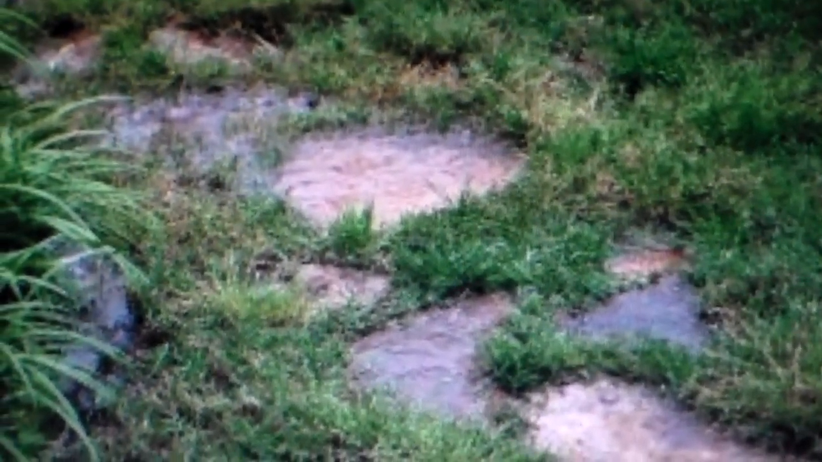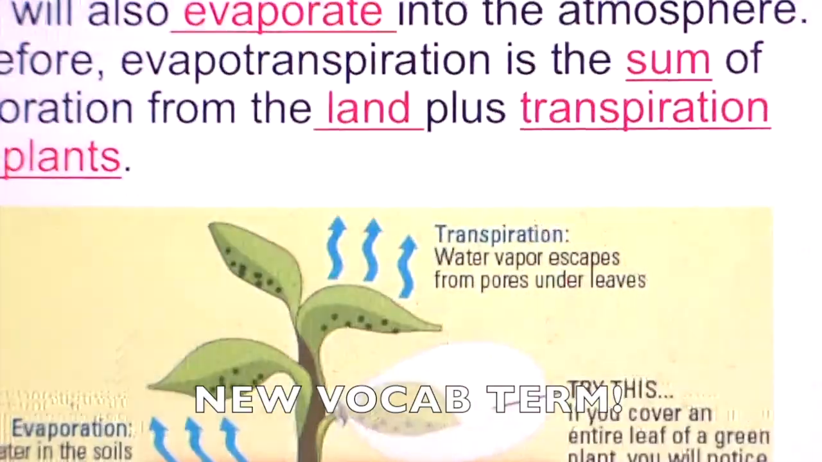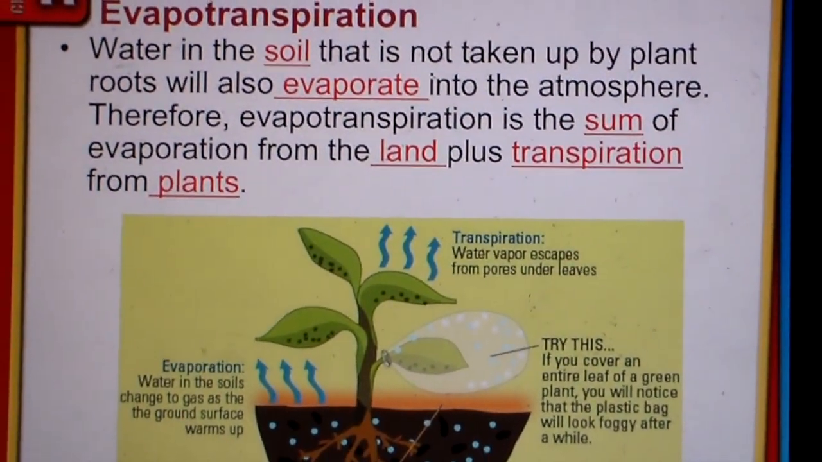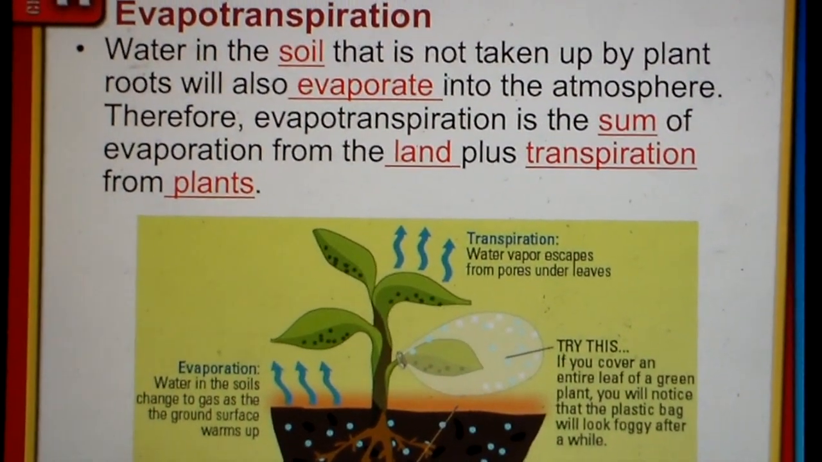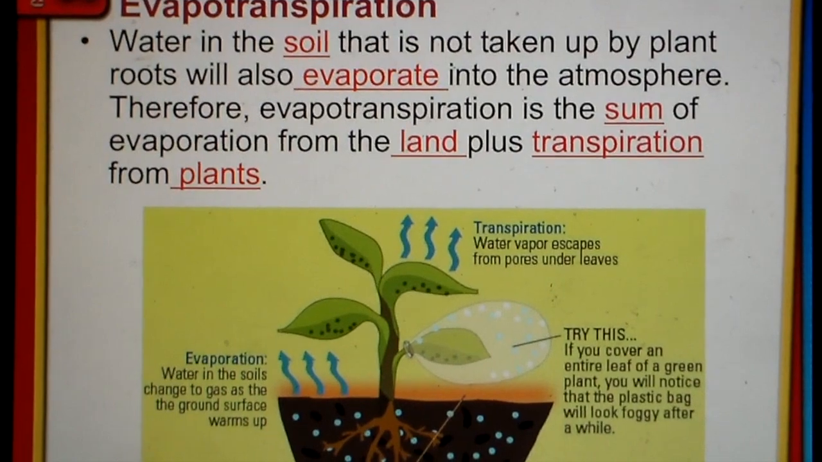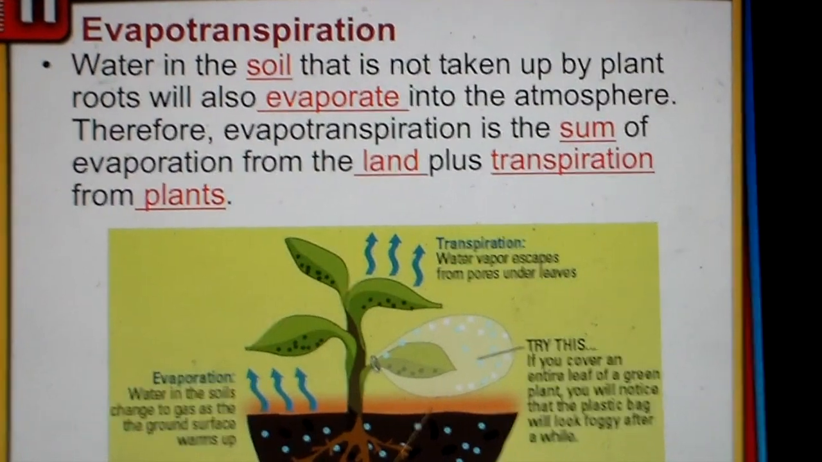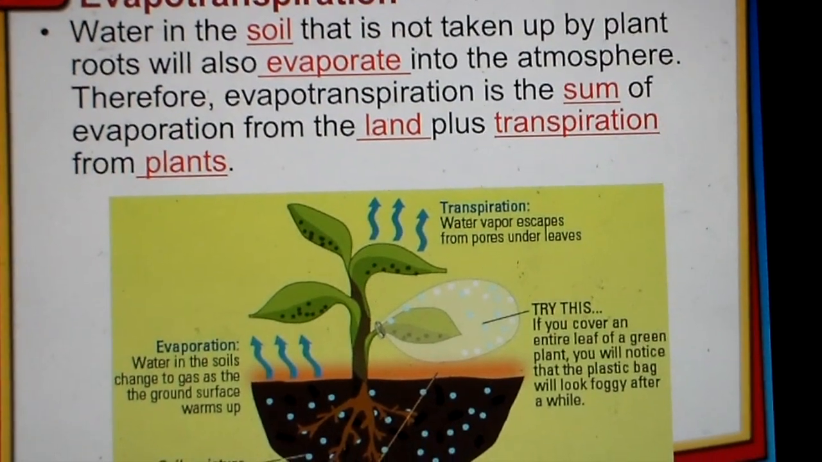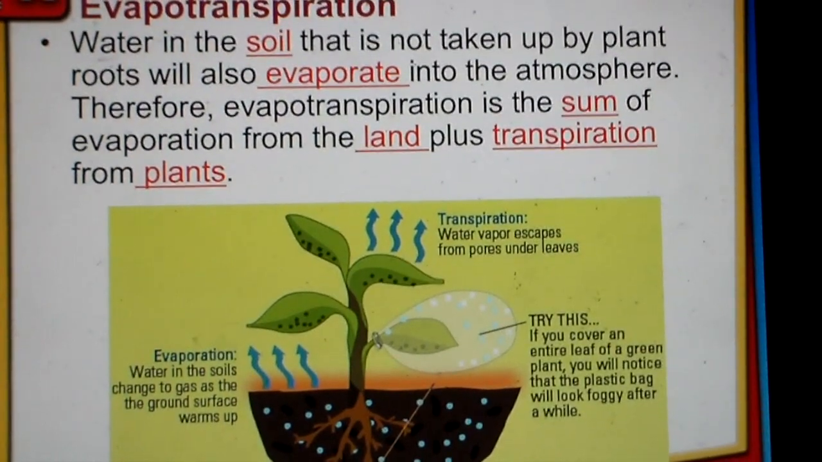Except when we're talking about plants, we're not going to say evaporate. We're going to use this much fancier word, evapotranspiration. So what this means is water in the soil that is not taken up by plant roots will also evaporate into the atmosphere. Therefore, evapotranspiration is the sum of evaporation from the land plus transpiration from plants. So that's what that big word means. It just means we consider water evaporating from the soil plus water that's evaporating from plants, but we don't just call that evaporation, we call it transpiration.